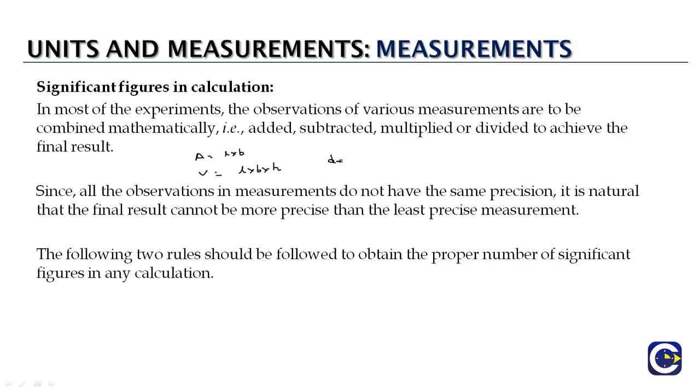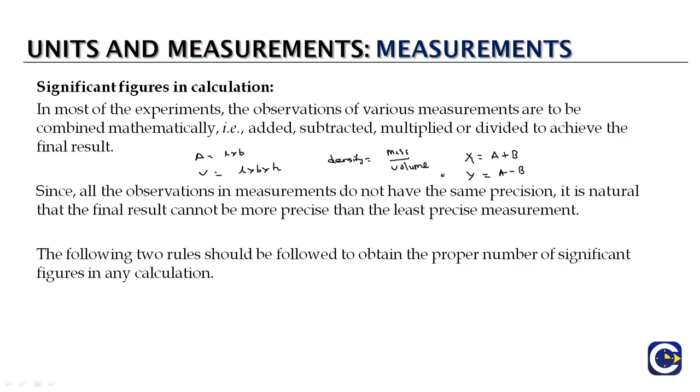If I talk about the density, then density will be equal to mass by volume. We may have cases where I have measured quantities A and B, and by adding both of them we may get a derived value X, or sometimes by subtracting them we may get the derived value Y. So the operations that we will be performing in arriving at the derived value may be addition, subtraction, multiplication, or even division.